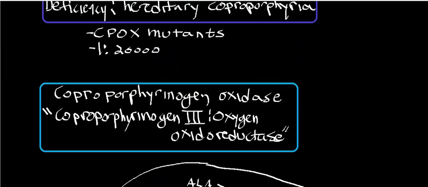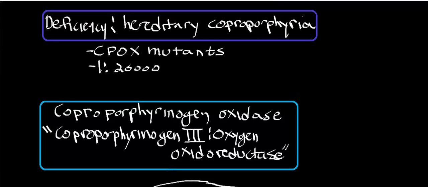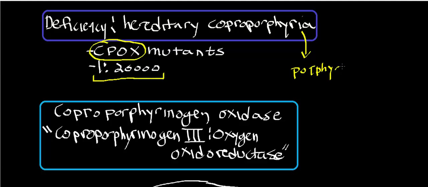But first, let's talk about what happens if you have a deficiency of this enzyme. If you have a deficiency of this enzyme, what it usually means is you have a genetic mutation in this gene right here, which is called CPOX. This is the gene that codes for coproporphyrinogen oxidase. And this mutation occurs in about 1 of every 20,000 people. Because it's a deficiency of an enzyme in heme synthesis, you term it a porphyria. So this is a porphyria.